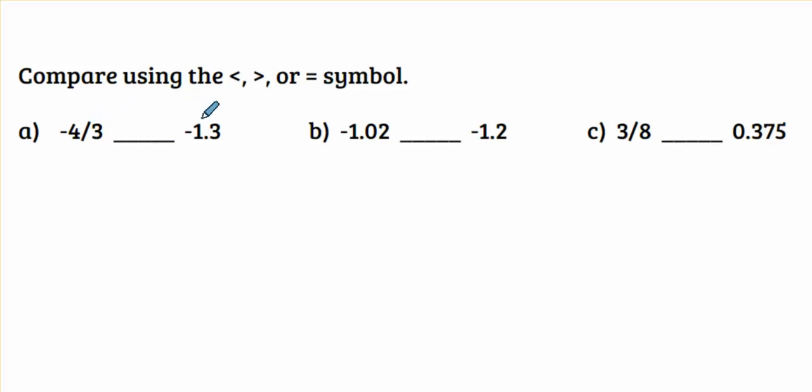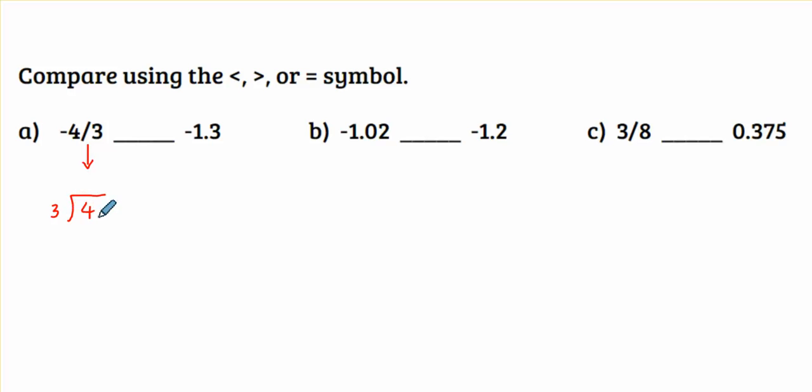Okay, I need to, in A, either change them both to fractions or both to decimals. And I personally prefer decimals just because I think they're easier to work with. So I'm going to change this into a decimal by dividing. The first number makes it inside the house, the last number gets stuck outside.